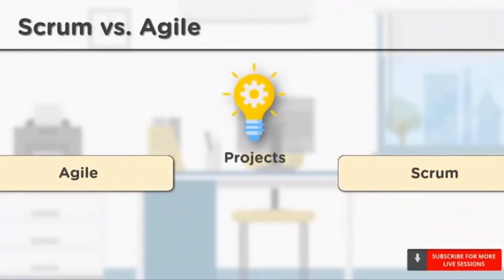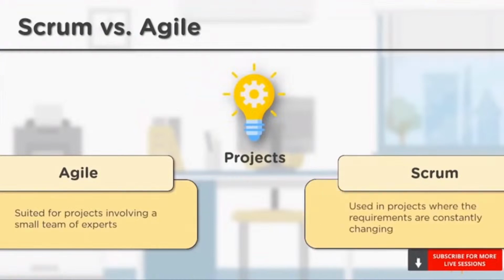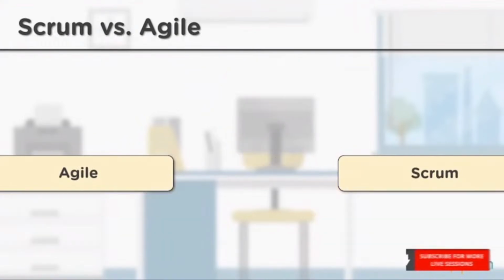Next up, let's have a look at projects. Agile is more suited towards projects that have a small development team that consists of experts. Whereas on the side of Scrum, it's usually better suited for projects that are subject to a large amount of change, and that too rapidly.